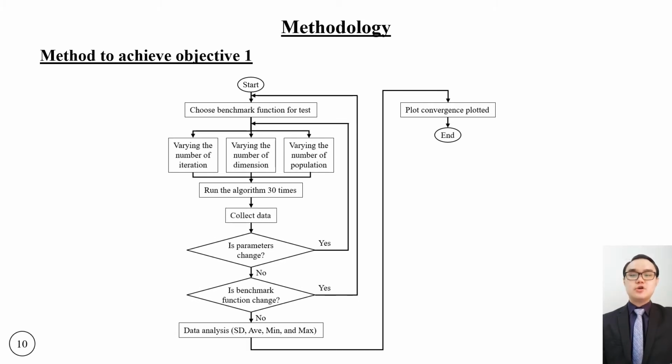After that, the solutions will be recorded as a set of data and categorized to compare the standard deviation, average, minimum, and maximum of the solution values. The convergence plot is plotted after the algorithm finishes running to show the performance of ABC algorithm in the rate of convergence, which is tested by every benchmark function that is selected.